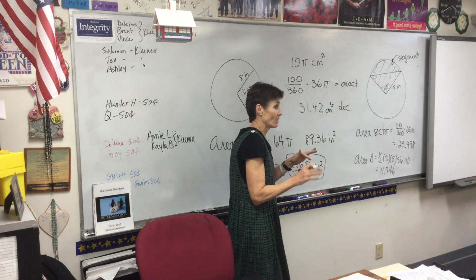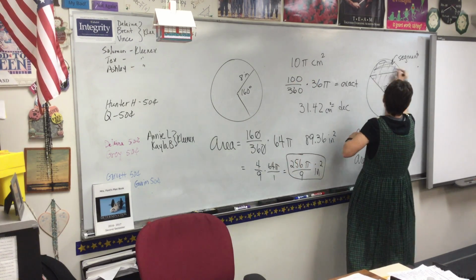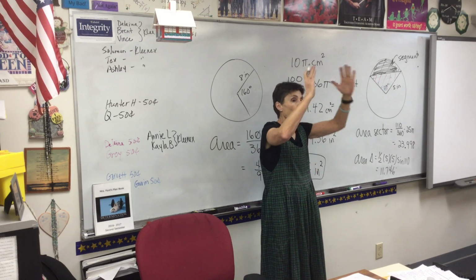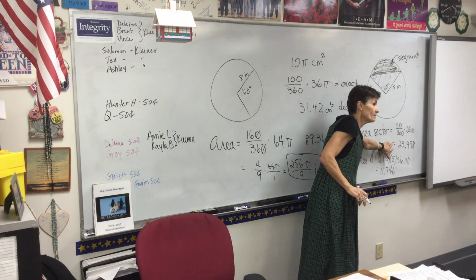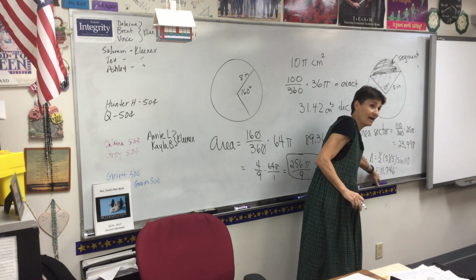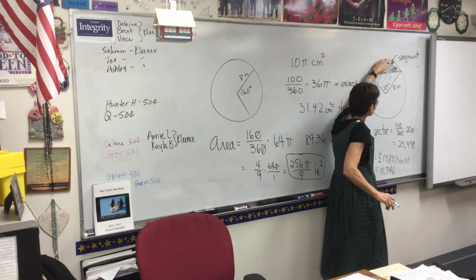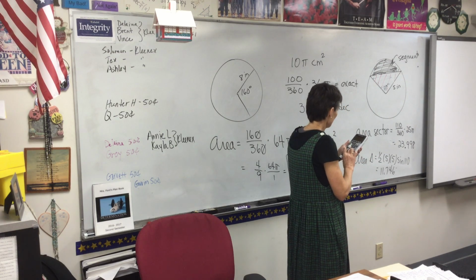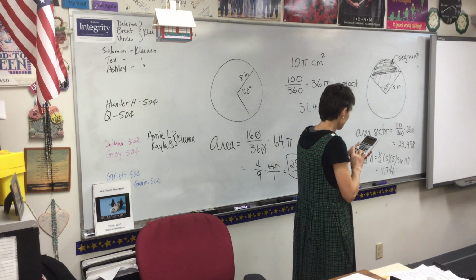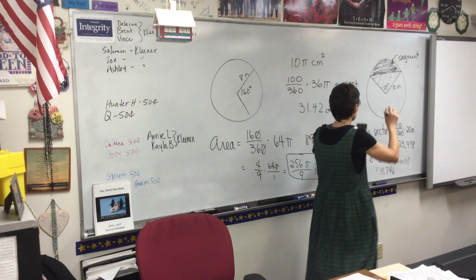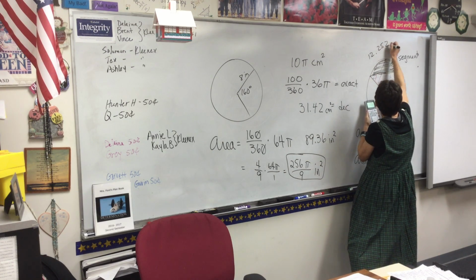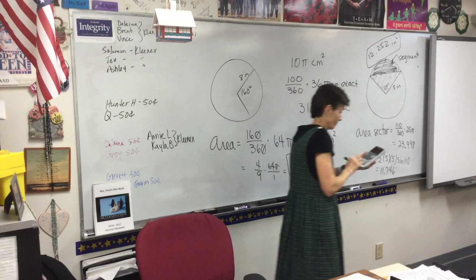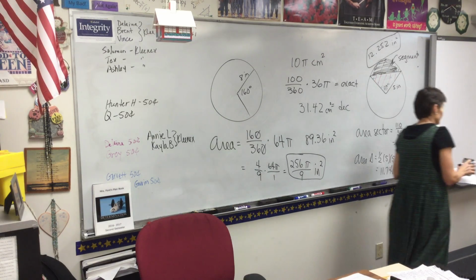Now, remember, we were trying to find this part right here. We know the whole sector is 23.998. We know the triangle is 11.746. So if we subtract, won't that leave us with this chunk right here? 23.998 minus 11.746. I got 12.252. And that is square inches. Woo, that's a big problem.